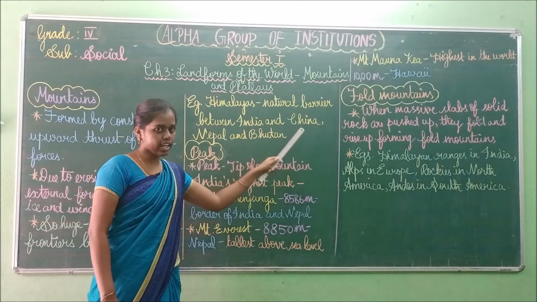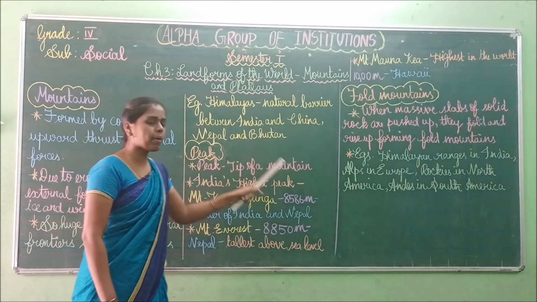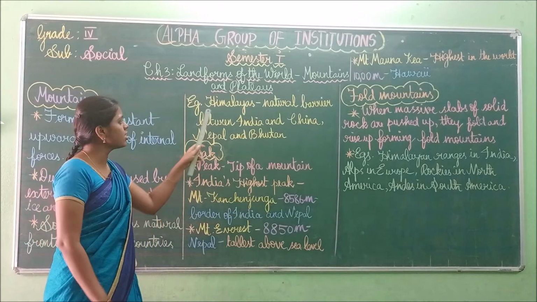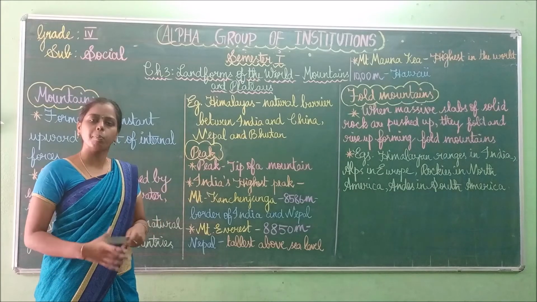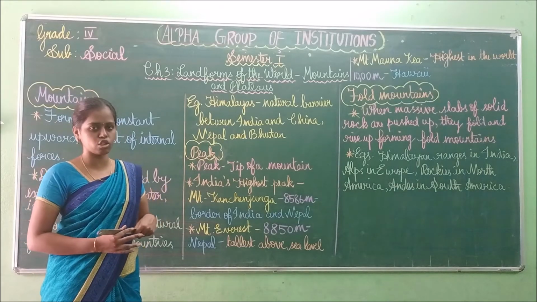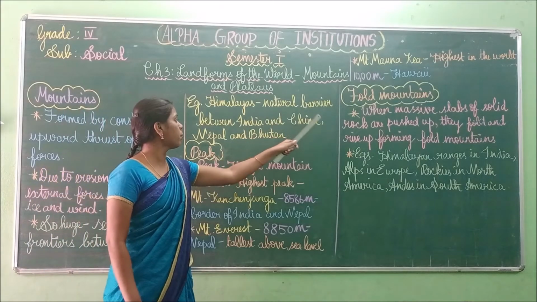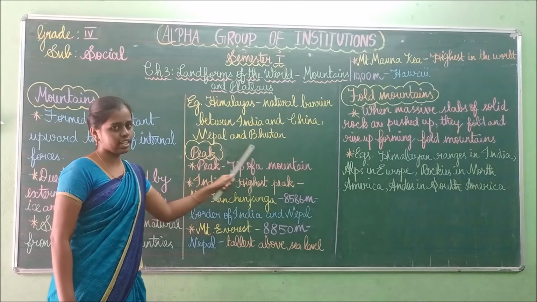So between India and China is one side. Then Nepal and Bhutan is on the other side. Between these two places, Himalayas is present. So it is a natural barrier. Mountain is always nature. Because of nature only mountains are coming. So it is a natural barrier between India and China and Nepal and Bhutan.